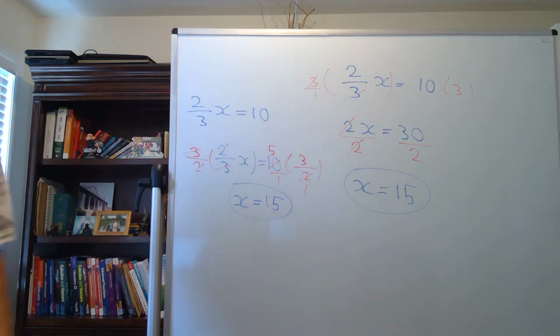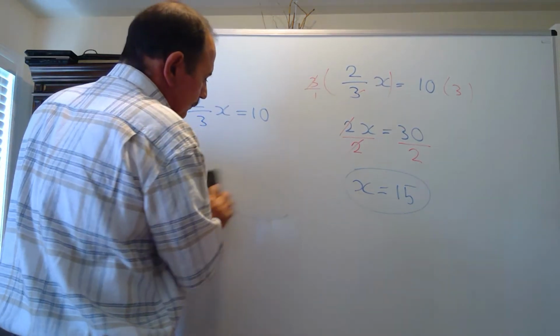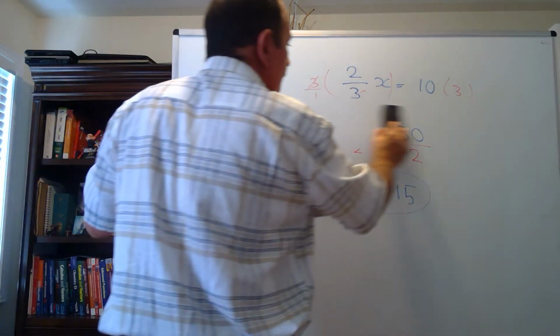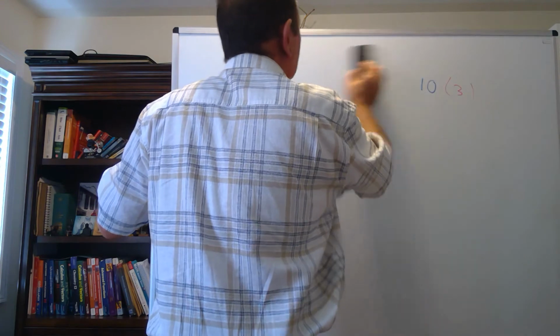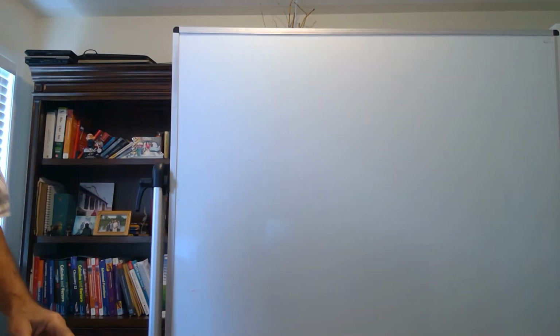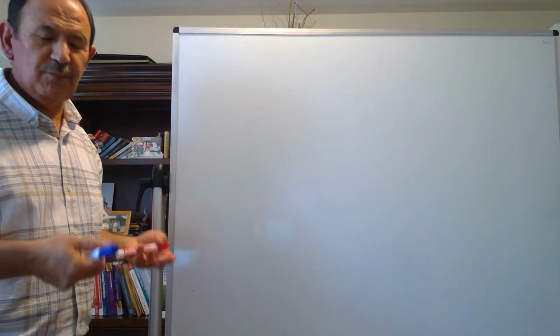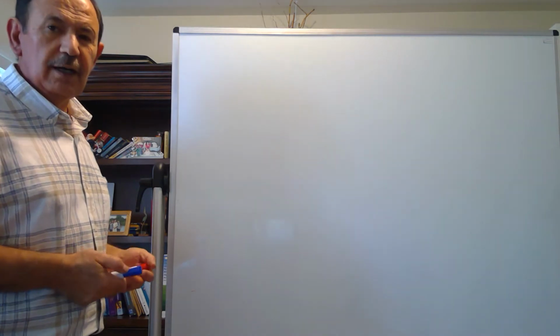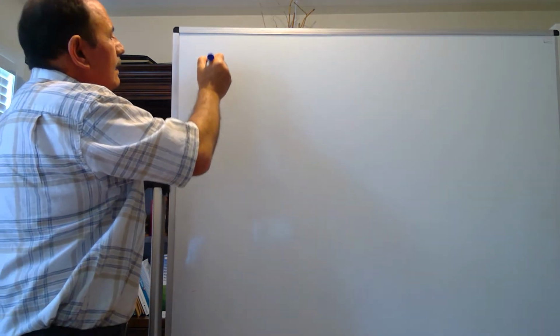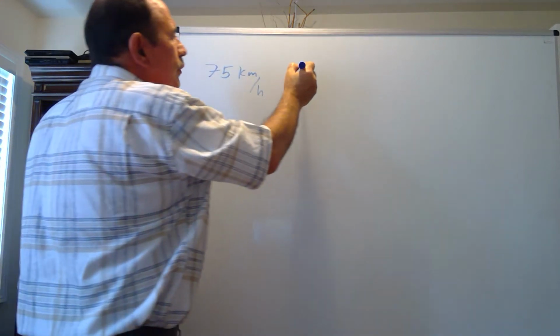Now, we have a lot of uses for this type of equation in our real life. As an example, calculating a distance traveled by car, this is one example. If a car travels, let's say, 75 kilometers per hour for 2 hours.